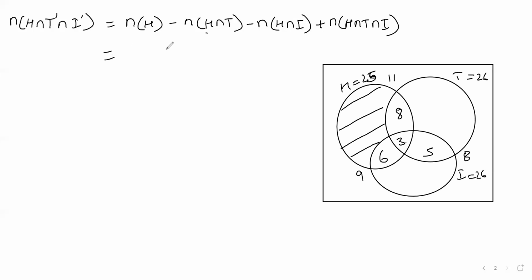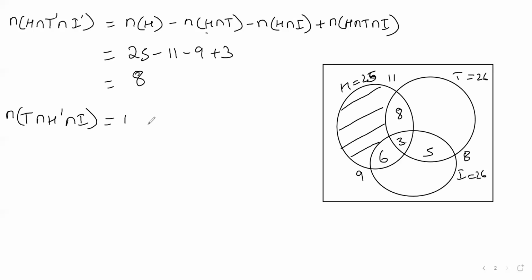So this will be 25 minus 11 minus 9 plus 3. Your answer will be 8. See, 25 minus 8 will be 17 minus 3, 14 and 14 में से 6 चला जाए तो 8. तो ये सिर्फ 8 लोग हैं. So there are only 8 people who read only H. Then we'll find out the people who read only T, not H, not I.